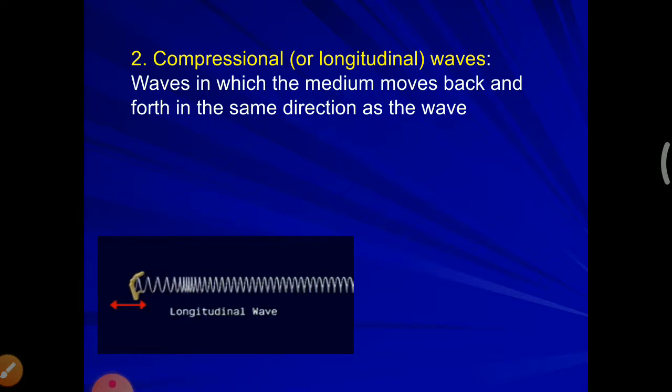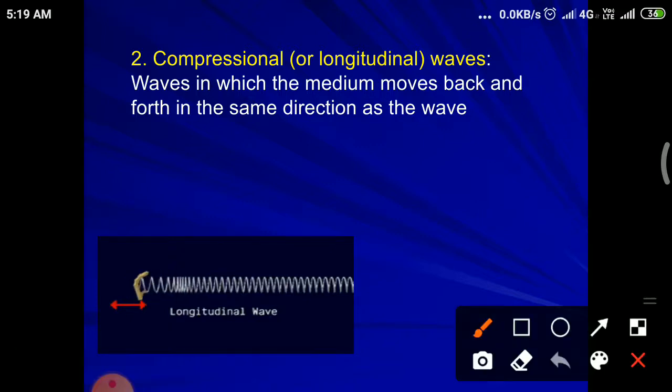The next wave is compressional or longitudinal wave. So what is meant by compressional or longitudinal wave? Waves in which the medium moves back and forth in the same direction as the wave. Look at this diagram. Here I took one slinky. When I give some force at one end, it moves like that.